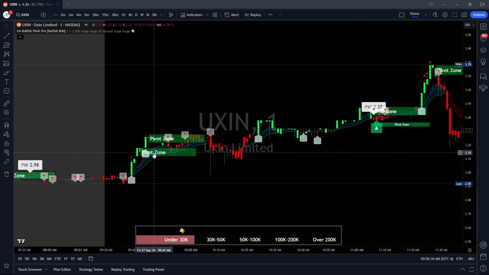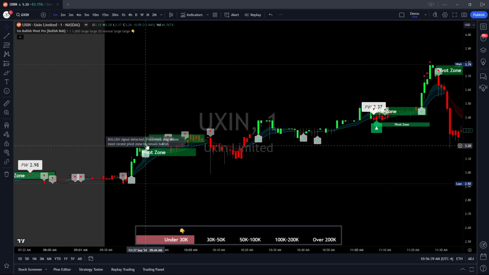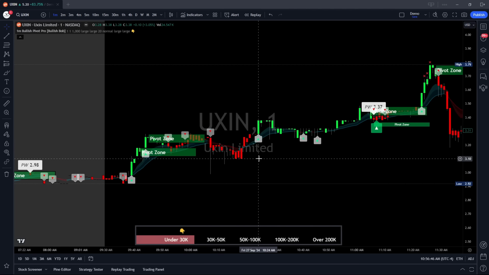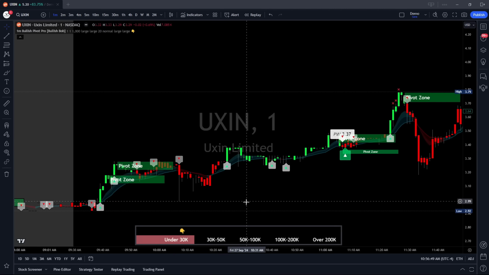But we plotted another pivot zone here, closed above. There's your bullish signal. So closed above. Continue over here, bearish signal, and we then were in a bearish trend until you see that this then closed back above that pivot zone.